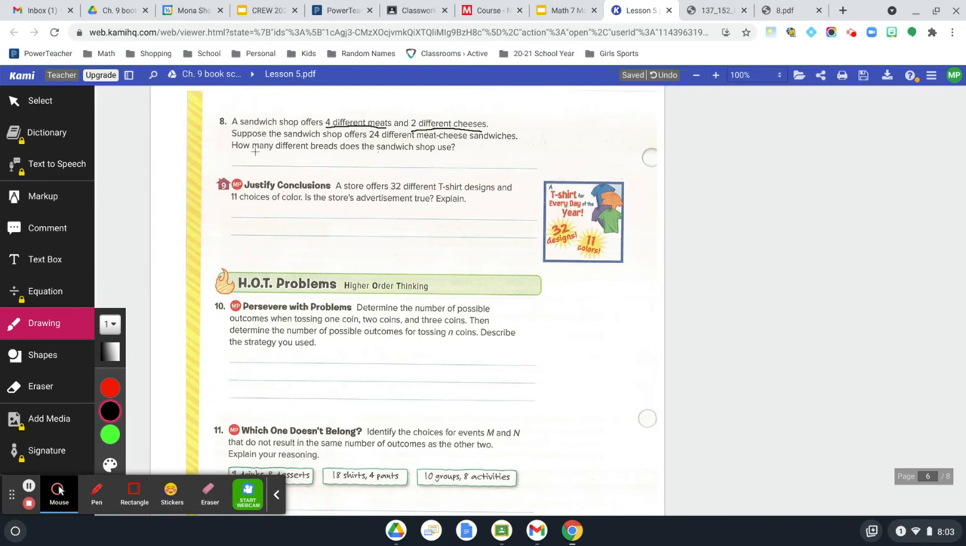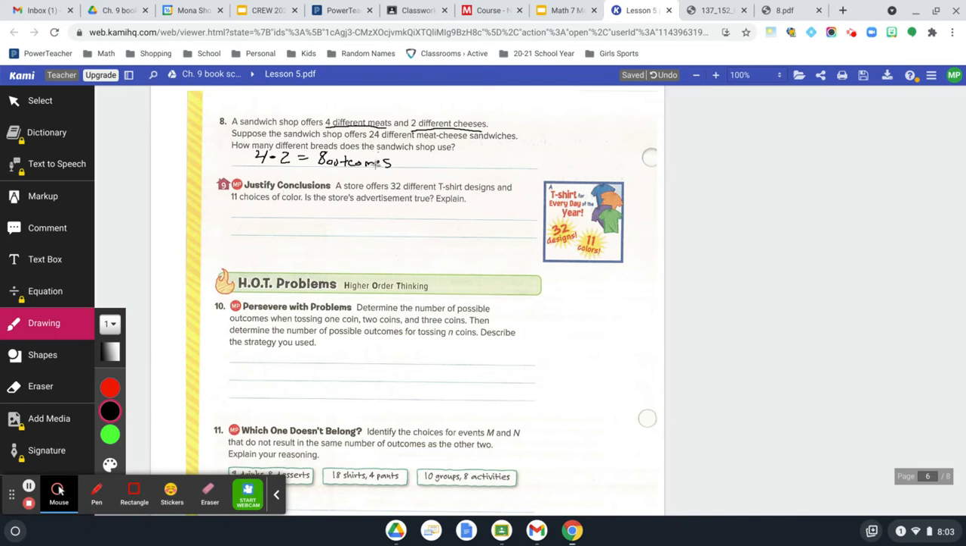So let's just talk about, to start, the 4 different meats times, because remember we use multiplication with the counting principle, the 2 different cheeses, and how many combinations we can have with just the meat and the cheese. So 4 times 2, you're going to have 8 outcomes of just the meat and cheese combination. Now, obviously, if you are at a sandwich shop, it's going to go on bread. And so the sandwich shop offers 24 different sandwiches. So you're trying to figure out how many breads does the sandwich shop use?